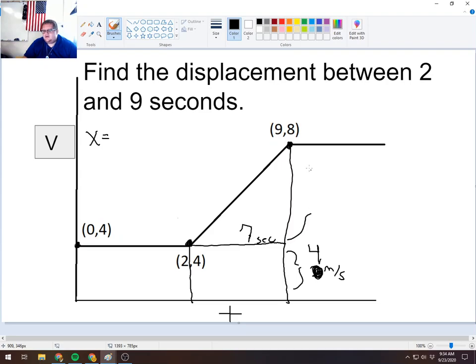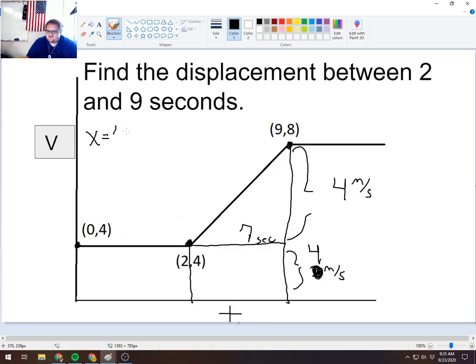And then this would be from 4 to 8. So this is another 4 meters per second. So obviously I didn't draw this to scale. So actually the same height, but that's a coincidence. Okay, so then my displacement is going to be, let's do the rectangle first.